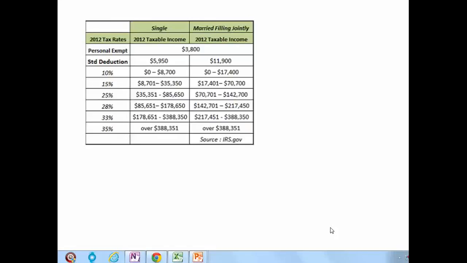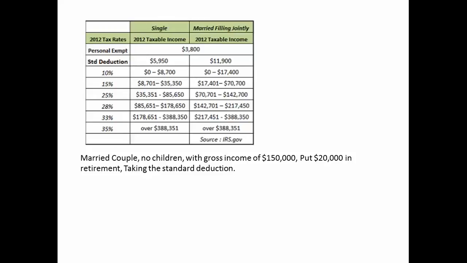We're going to take another look at tax rates and finding what your taxes will be. An example, looking at the 2012 tax table from the IRS, it shows what we have for both single and married filing jointly. Our example is a married couple filing jointly with no children. They have a gross income of $150,000. They put $20,000 in retirement and they're taking the standard deduction.